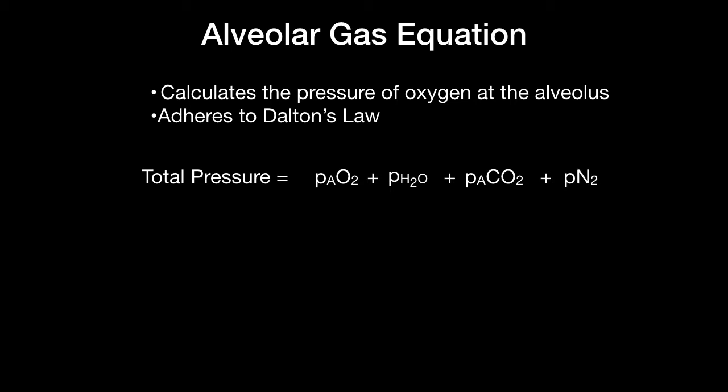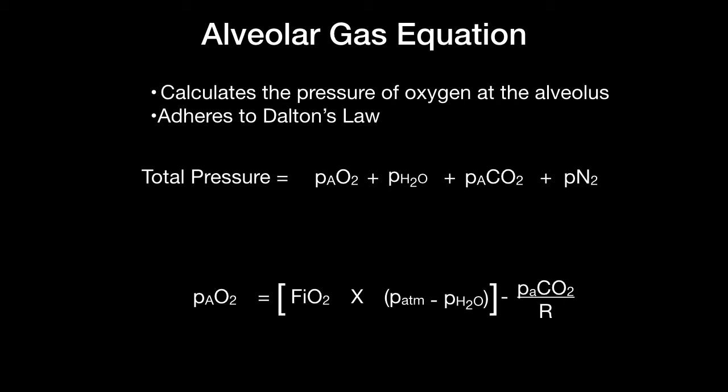Now we're going to rewrite that and make it look like the alveolar gas equation. I'm going to write it out for you first, and then we're going to go through each part in detail. So the partial pressure of oxygen in the alveoli is equal to the fraction of inspired oxygen times the pressure of atmosphere minus the pressure of water in the lung, minus the partial pressure of CO2 over R. We're going to go through all of these in detail.